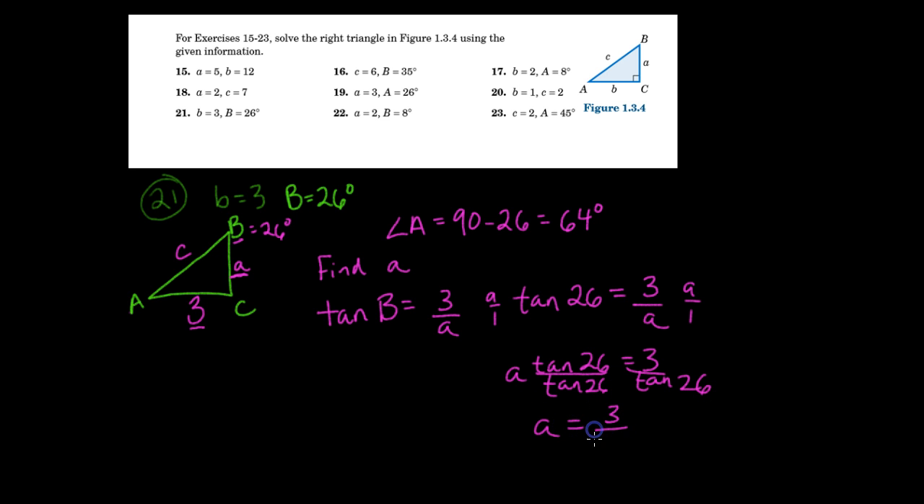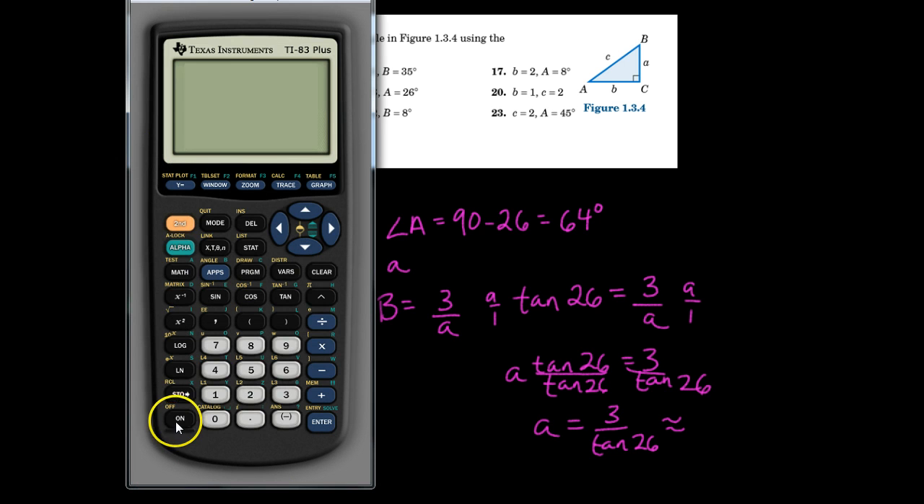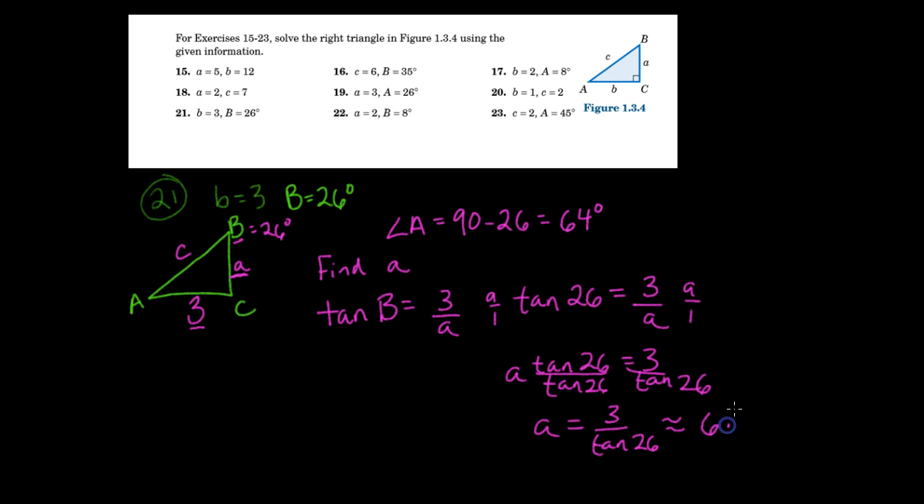So you have 3 over tan 26, and to approximate that, use your calculator. Be sure that you're in degree mode, and we're going to say, let's clear that up, 3 divided by tan 26, close my parentheses. So that is approximately 6.15. So here we go, 6.15. Okay, so we've got our length A.